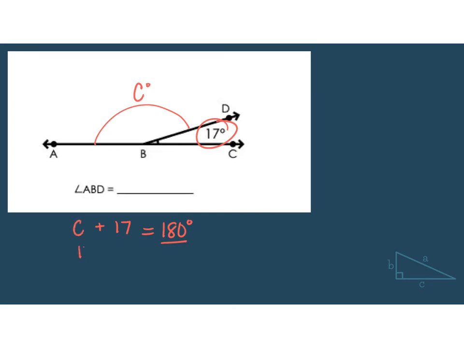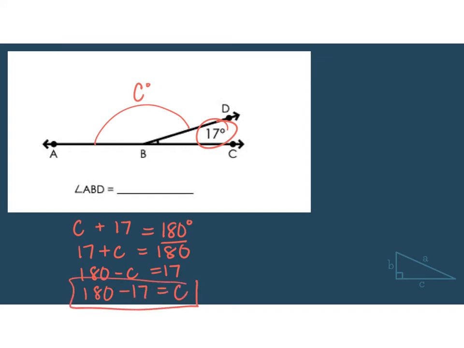Still can't figure it out. We're going to write out our whole fact family until we have an equation that we can use. 180 minus C equals 17. 180 minus 17 equals C. Right here, we have our equation that works. So let's get to subtracting.